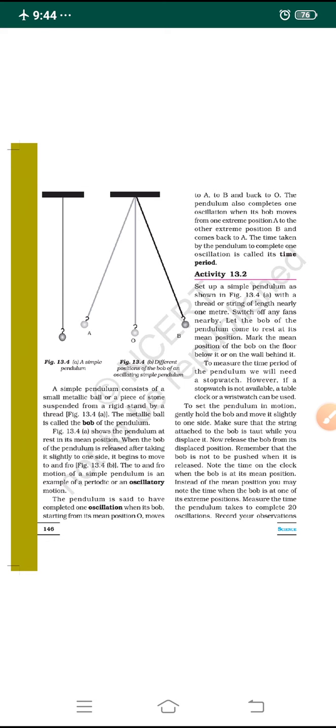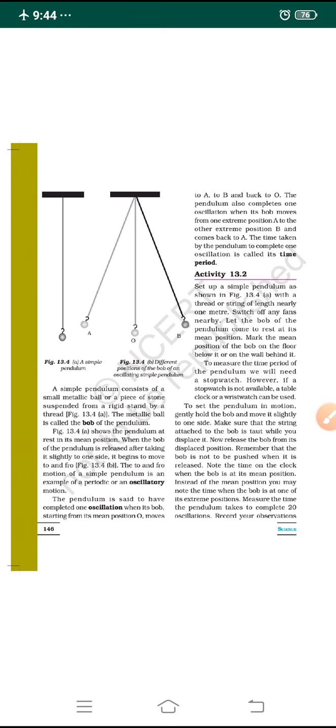Dear students, in the previous class we were discussing the concept of the simple pendulum. The to and fro motion of a pendulum is an example of oscillatory motion or periodic motion. So what is periodic motion or oscillatory motion? It is the repeated motion of an object with respect to time at equal intervals of time. The time taken by a pendulum to complete one cycle, or one oscillation, is known as the time period. So far we have discussed this in the previous class.